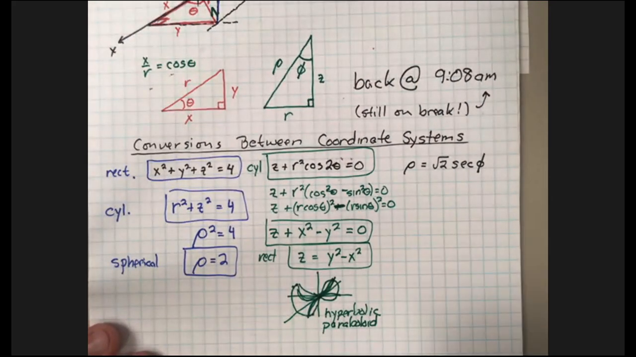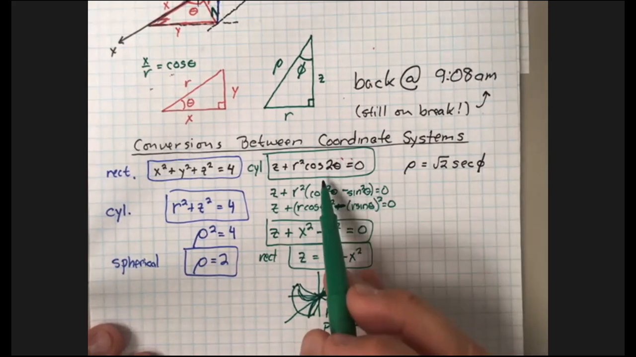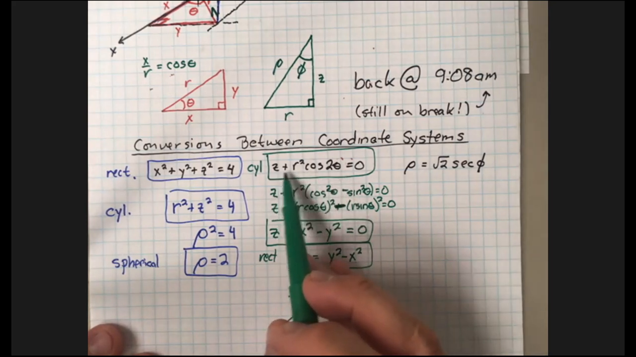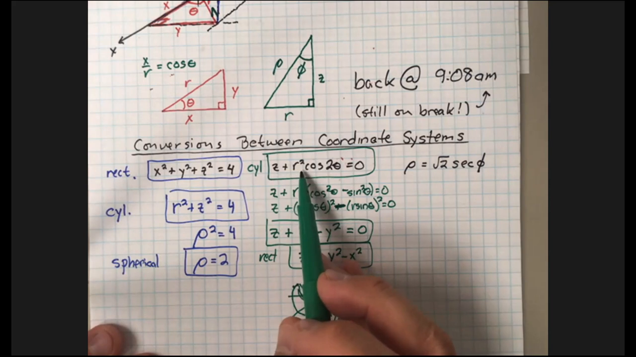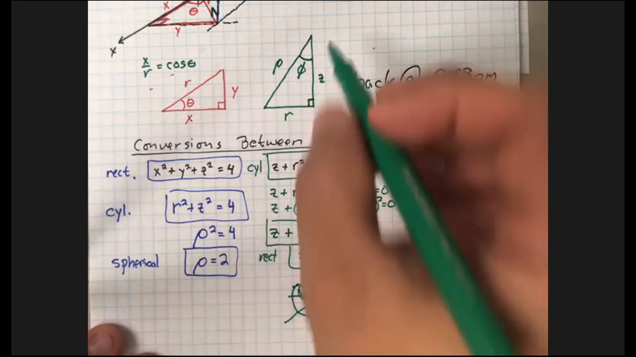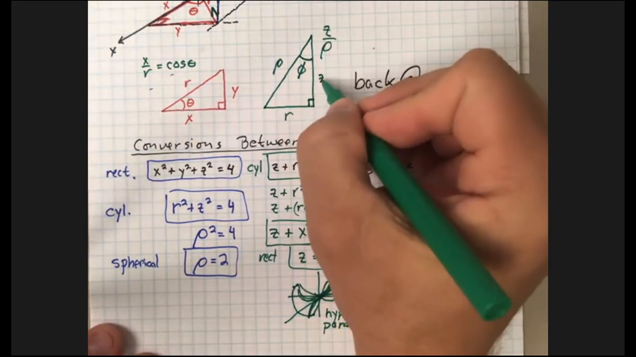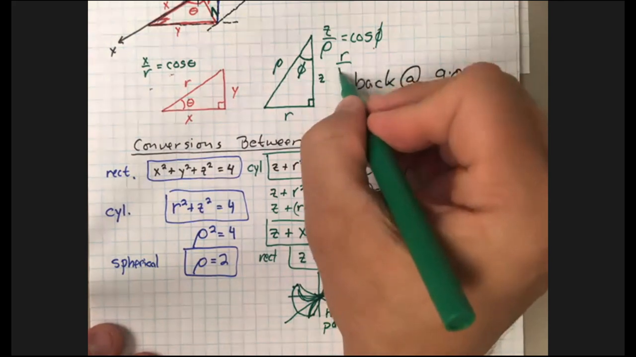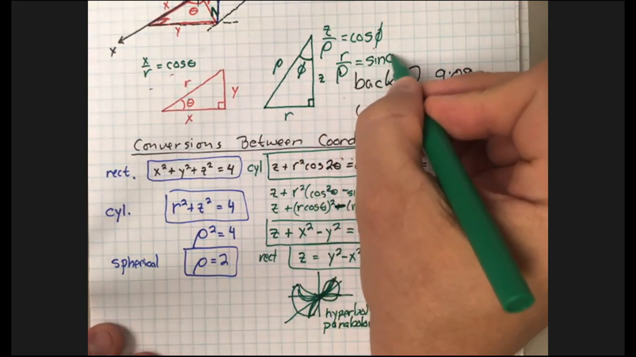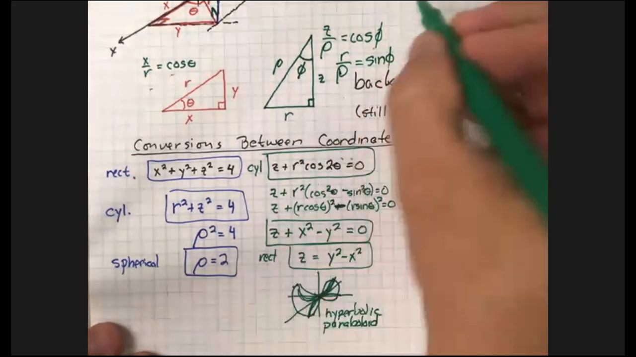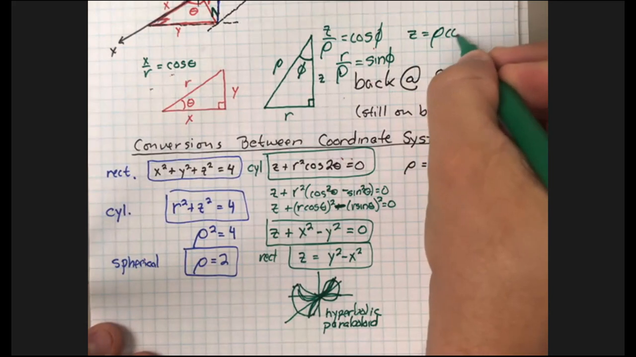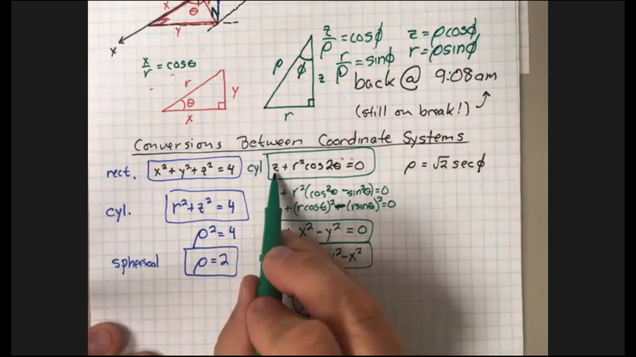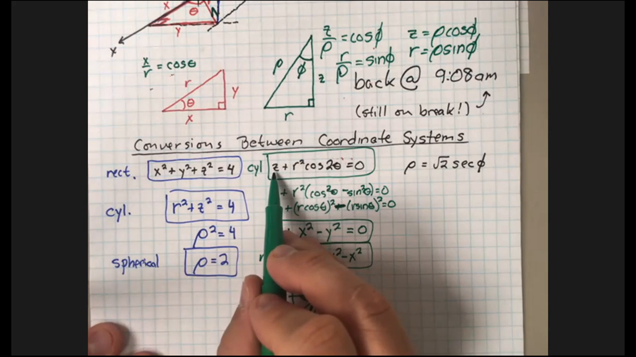Let's go spherical. Now to go spherical, I think I'm going to get rid of theta. No, I keep theta. I need to get rid of z and r. So let's look at this expression right here. What is z? z over rho is the cosine of phi. And r over rho is the sine of phi. Notice phi is tucked into this upper angle right here. So this gives me a way to get rid of z, rho cos phi, and to get rid of r, rho sine phi. And then I'd have rho, phi, and theta.